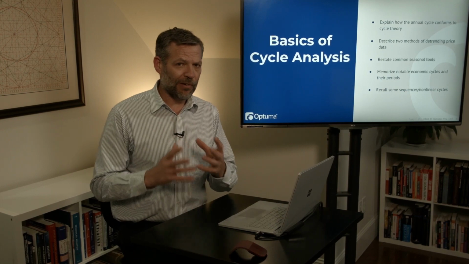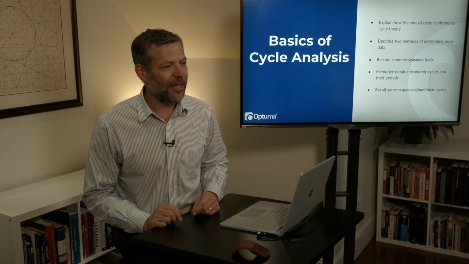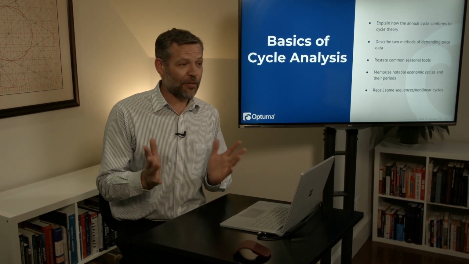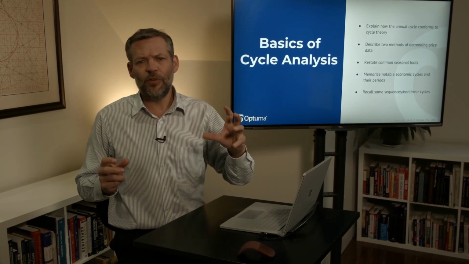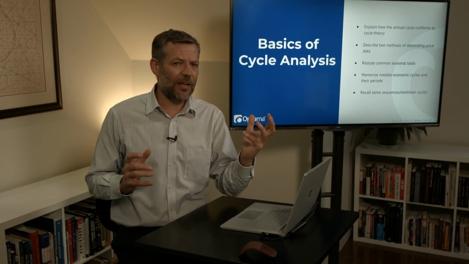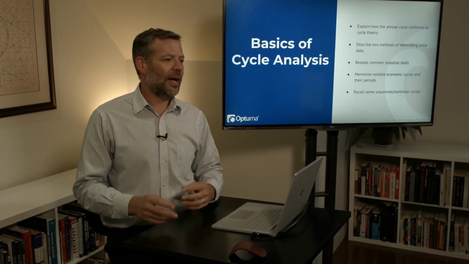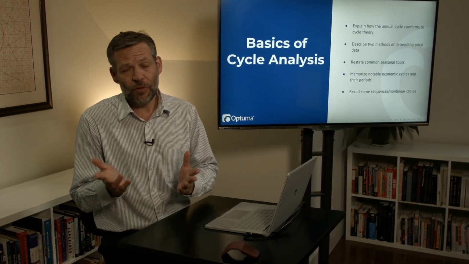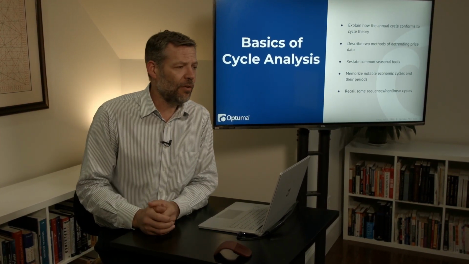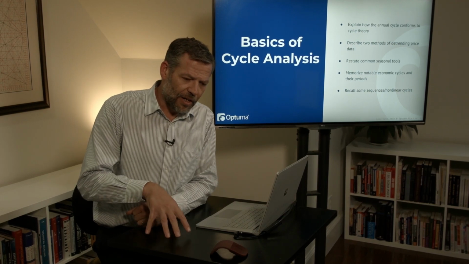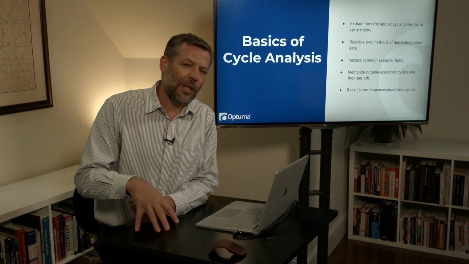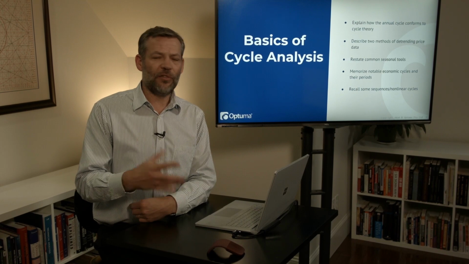A couple of things we want to really focus on is obviously explaining how the annual cycle conforms to cycle theory, describing two methods of detrending price, really important when we're looking at these massive moves and we want to try and get rid of the main trend so we can zero in on some short-term cycles that are happening there. Restate common seasonal tools. So what are some common tools that we can use for that? And then going through a number of notable economic cycles and some of the names.